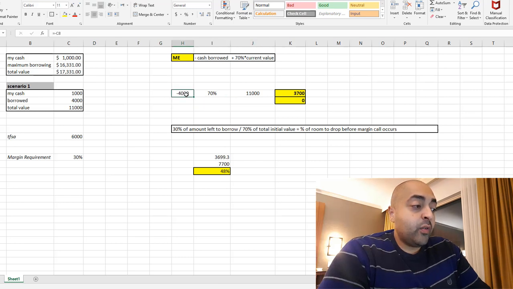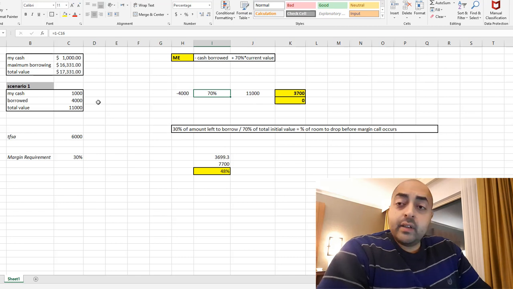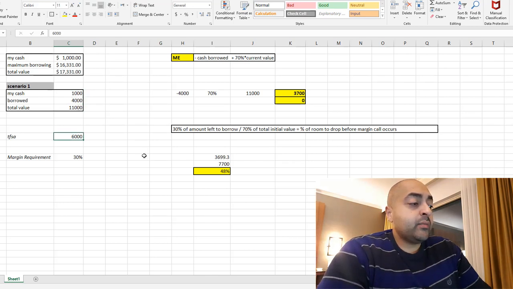Because based on the formula here, the cash borrowed would be minus 4,000. 70% is the margin, 1 minus the margin requirement, so 70%, of the total value. The total value would be the 5,000 that I'm trading with in my margin account plus the 6,000 that I already have in my TFSA, so 11,000. So minus 4,000 plus 70% of 11,000 gives me a 3,700 ME, which is a pretty high ME. So that's why I've got more room before I'm placed in a margin call.